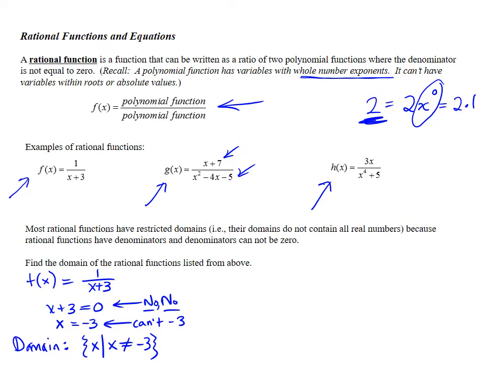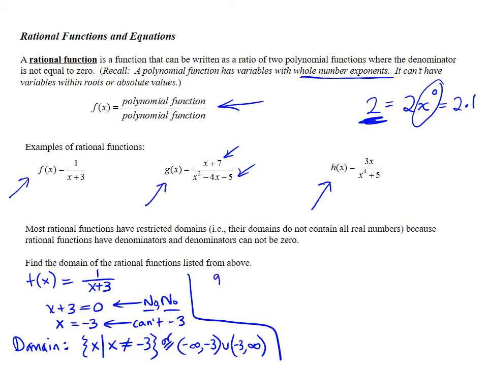If you wanted to show it in interval notation, you would go from negative infinity to negative 3 and pop out the negative 3 by using a parenthesis. So that would be how you would represent the domain either in set builder notation or in interval notation.